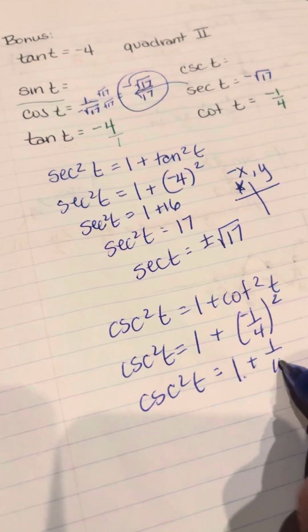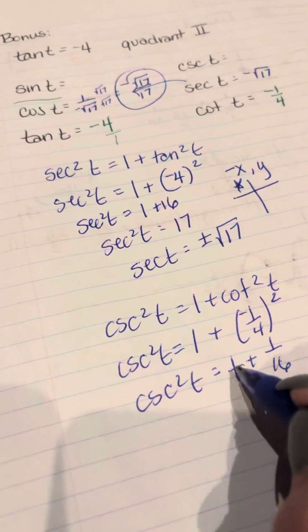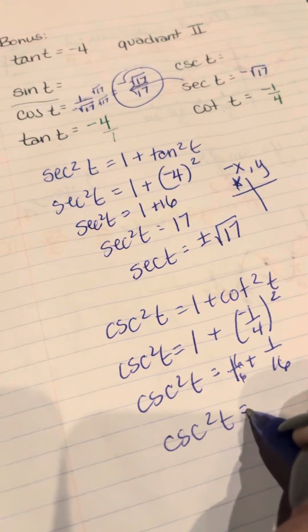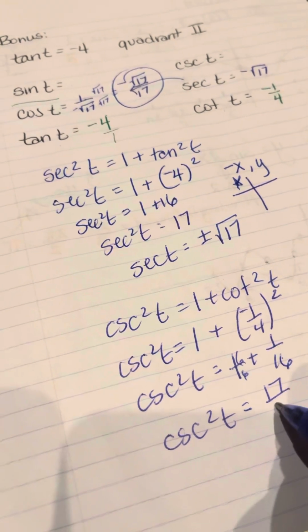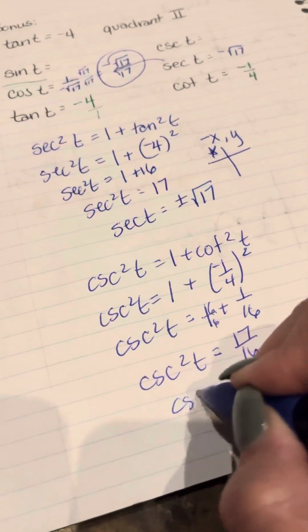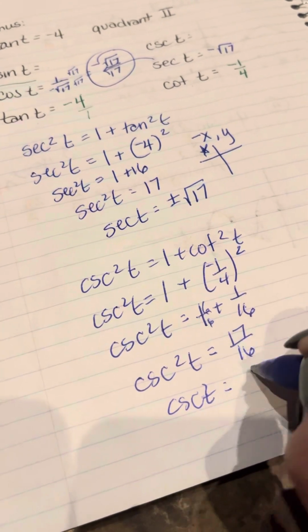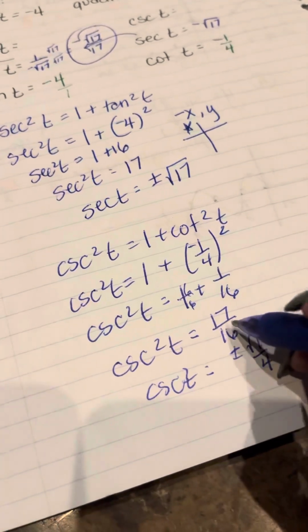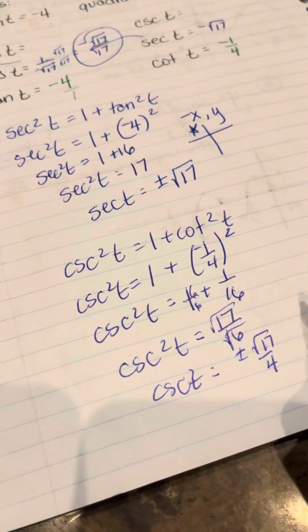When we add 1 plus 1/16, we put the 1 over 1, we get a common denominator, which is 16. So we have 16 over 16 plus 1 over 16. Take the square root. So we get plus or minus the square root of 17 over 4. Just got to take the square root of the top and the square root of the bottom separately.